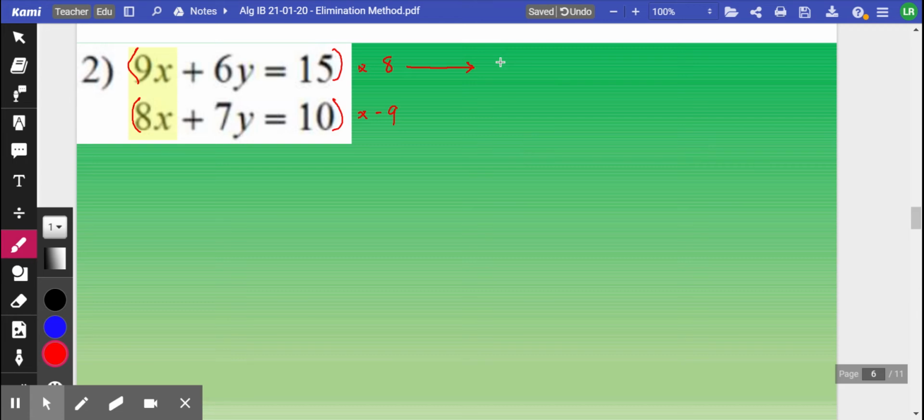9x times 8 is 72x. 6y times 8 is positive 48y. Again, take your time with these multiplications. Make sure you get them right. 15 times 8 is 120.